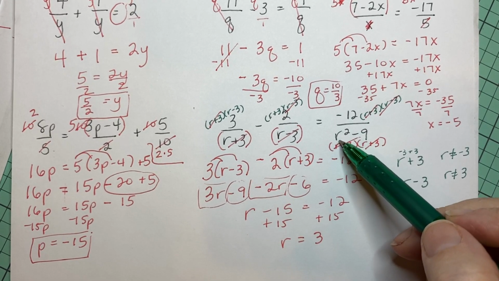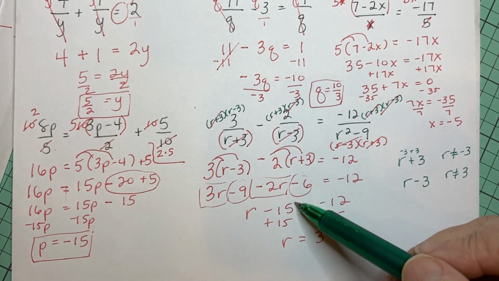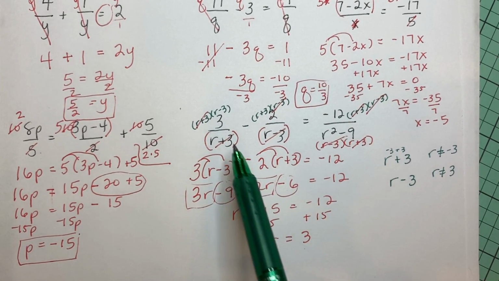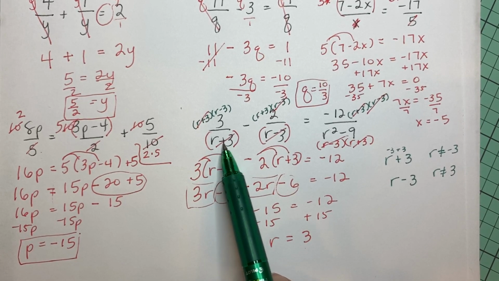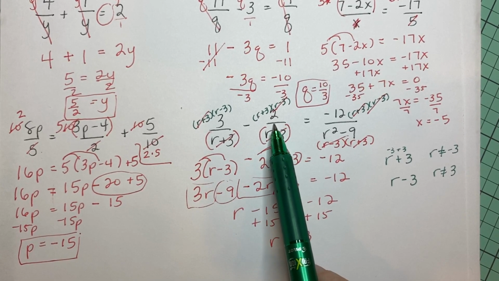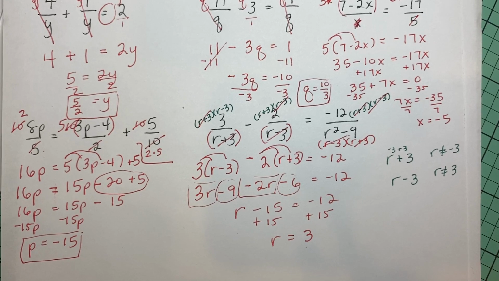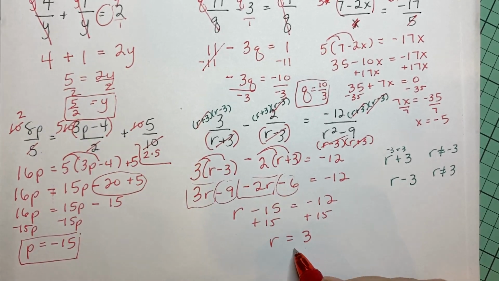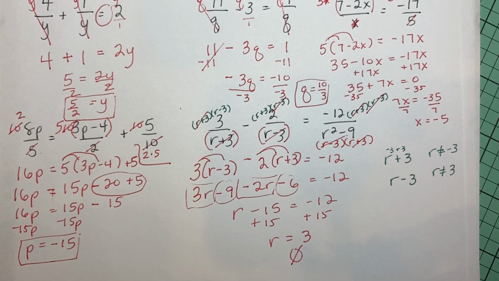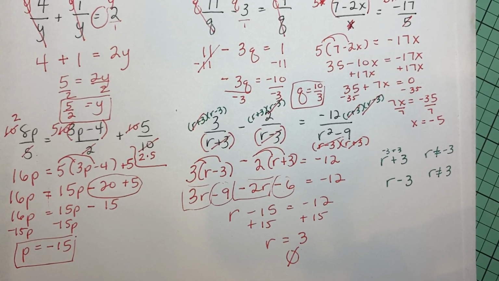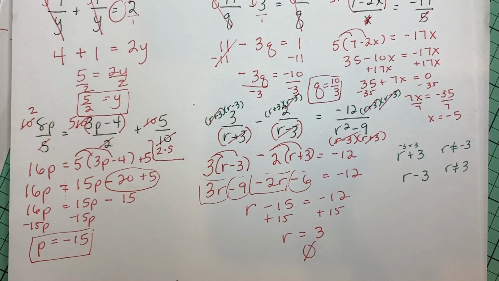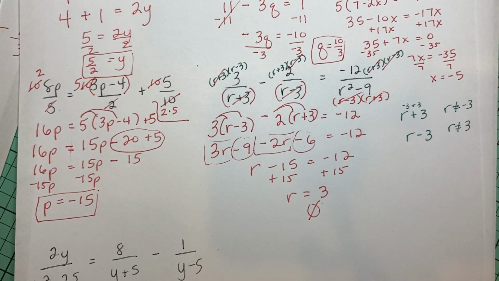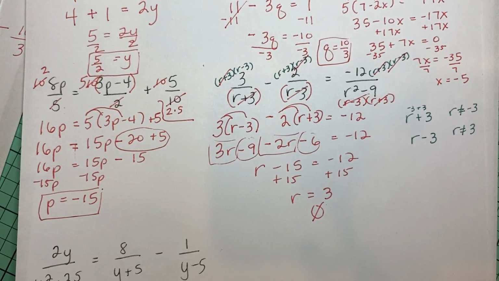So anytime there's a letter on the bottom, you solve it just as normal, but you have to plug that back in. And so here, 3 would say 3 plus 3 is 6, we're fine. But here, 3 minus 3 would give you 0, and you can't divide by 0. You can't have a 0 on the denominator. So the answer for this one is actually no solution. So whenever you have a letter on the bottom, you go ahead and solve it as normal, but then you plug that number back in to make sure that it isn't undefined.